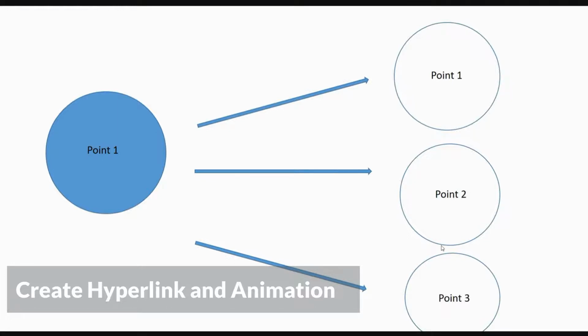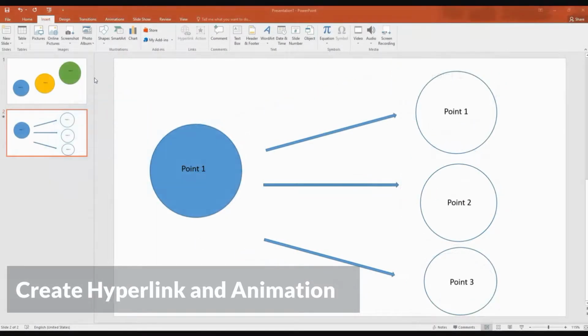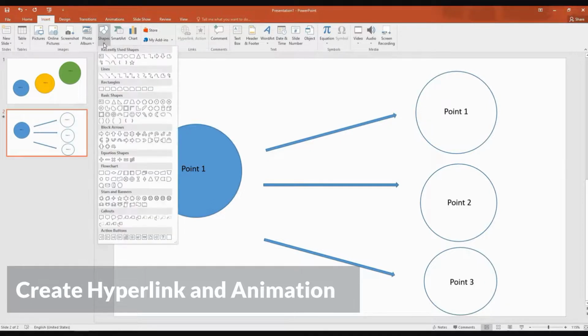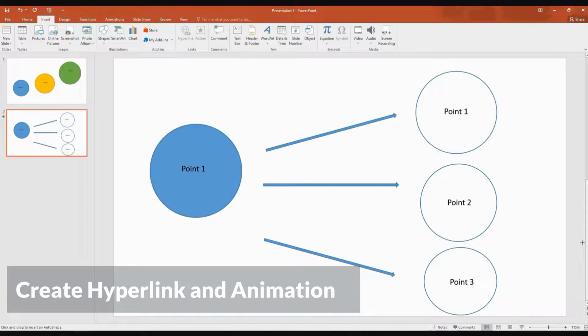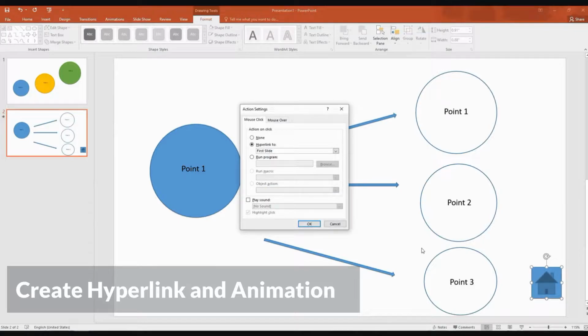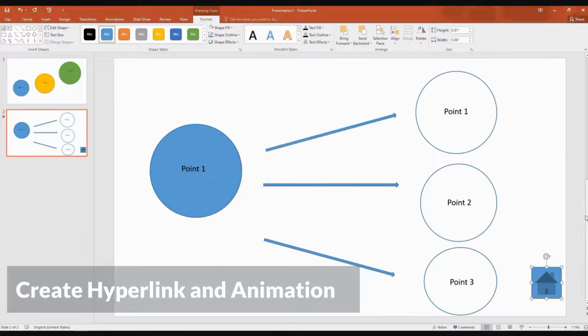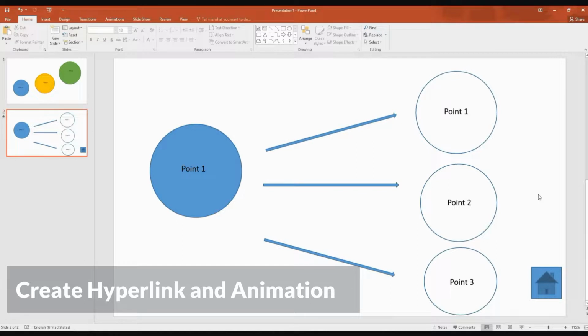The other half is being able to go back. So in order to go back, you need to add a special shape. You go to Insert, Shapes, and then scroll all the way down to the Action buttons, and you'll see a little icon called Home. You click on that and drag it out. Then you set the hyperlink. In this case, I'm going to set it to the first slide. Click OK. So now you can go back.